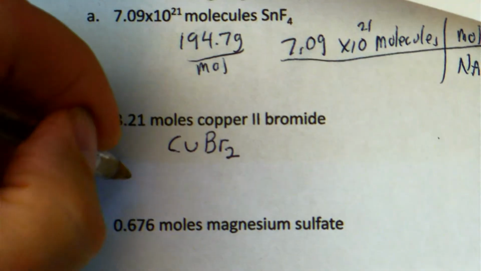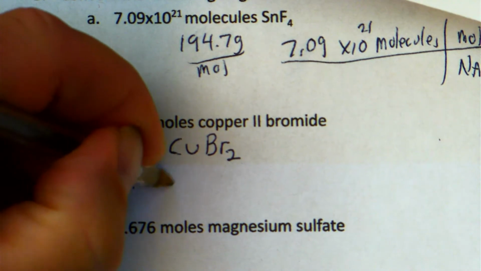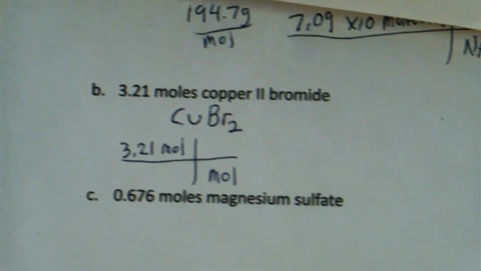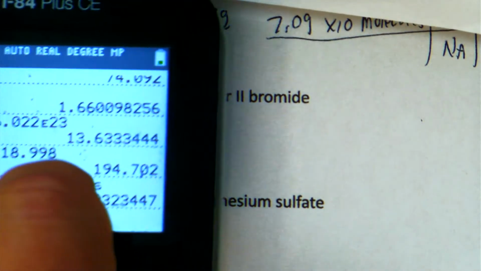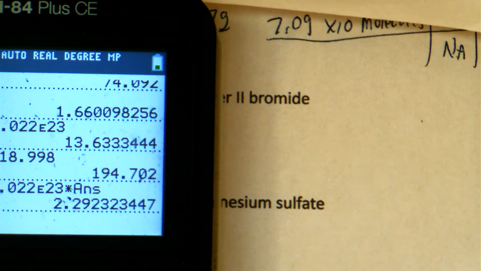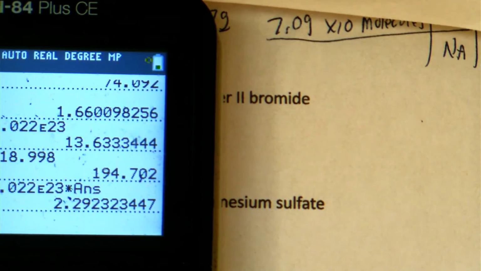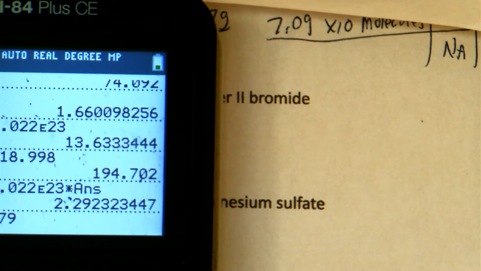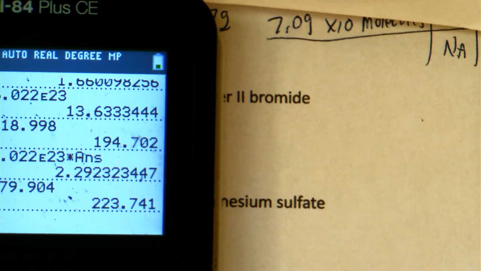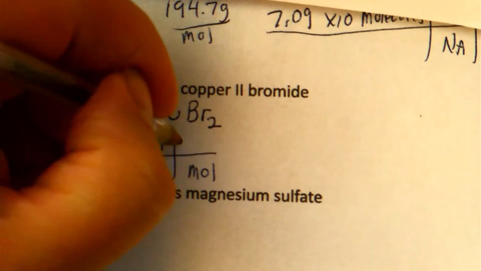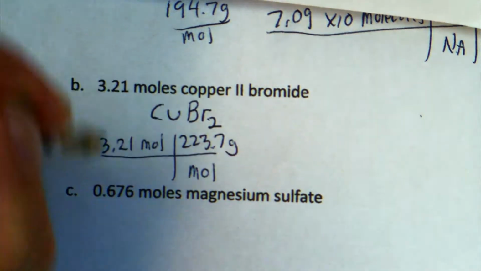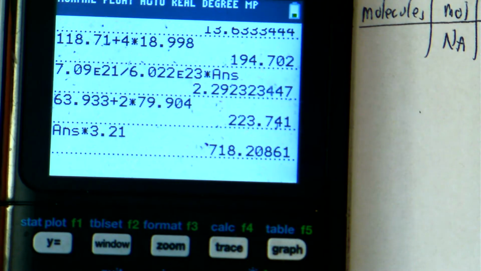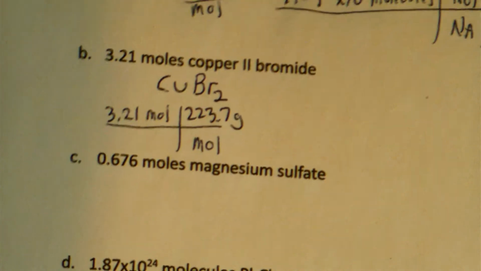And if I go 3.21 moles times the number of grams per mole, I will have my answer. So for copper 2 bromide, that's going to be 1 copper mass, 63.933, plus 2 bromines, each one is 79.904. Enter. I get 223.7. So 223.7 grams per mole times 3.21, and I get 718 grams.